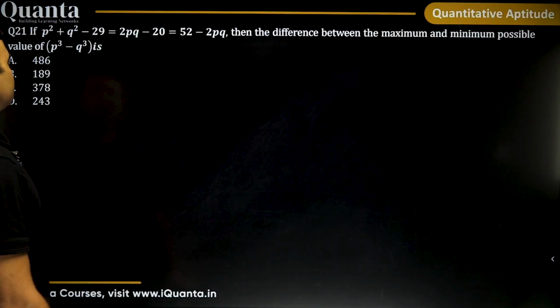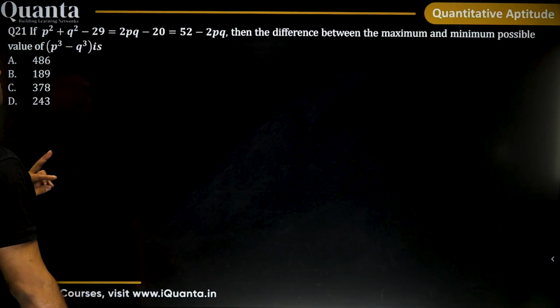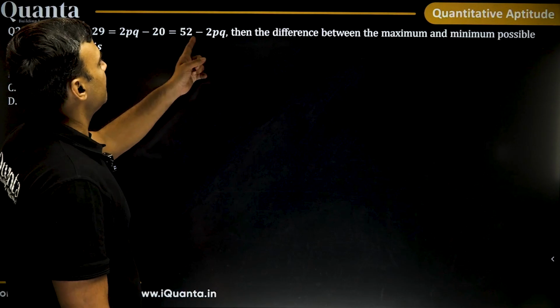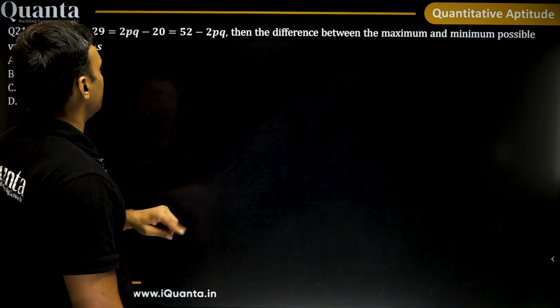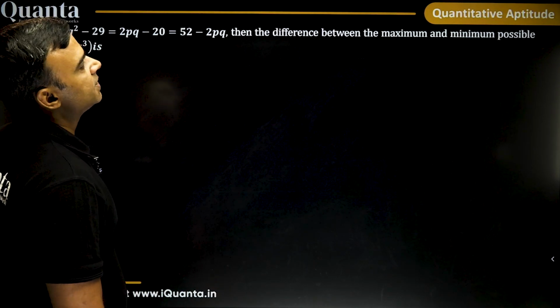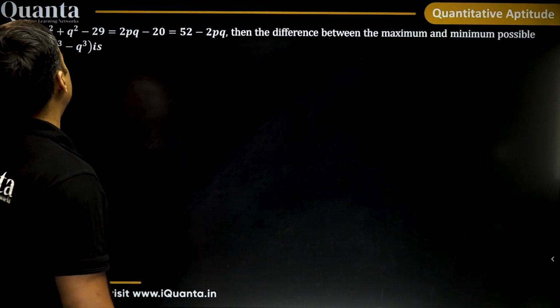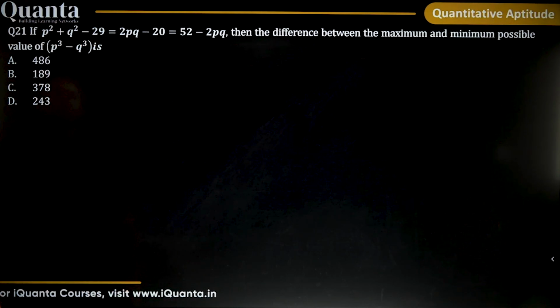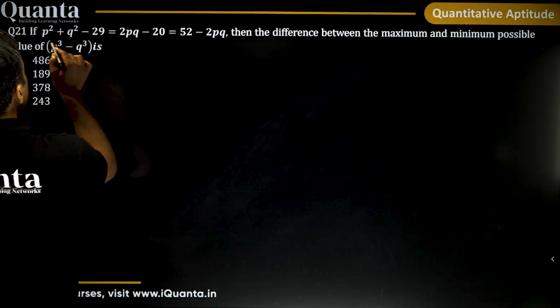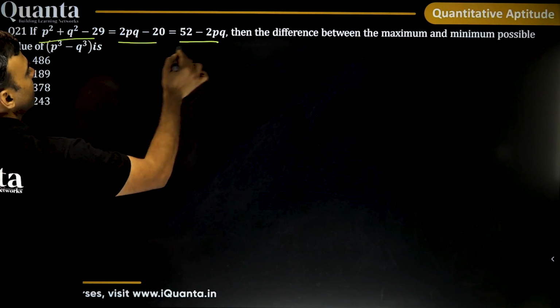Now this one is an interesting question. It says if p square plus q square minus 29 is equal to 2pq minus 20 and 52 minus 2pq, then the difference between the maximum and minimum possible values of p cube minus q cube is. See, there are three parts. Take two at a time. Let's start with these two.